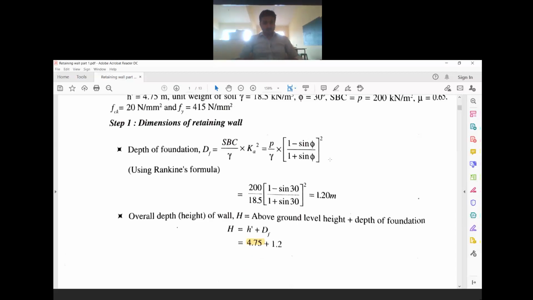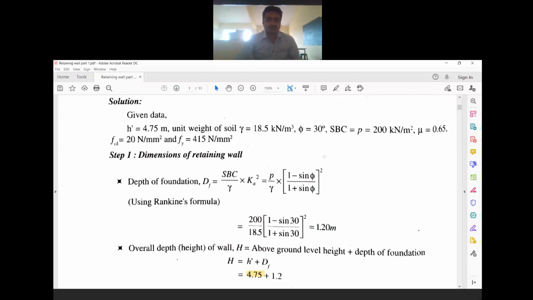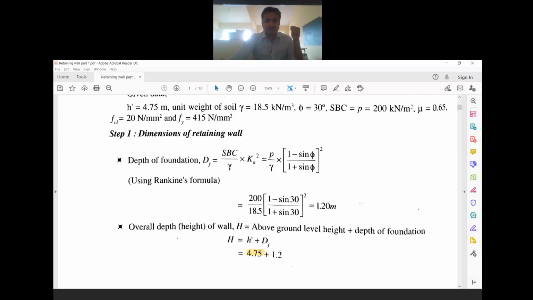For calculating the dimensions of the retaining wall, we have one standard formula to calculate the depth of foundation. Above the ground level, H dash is given as 4.75. Below the ground level we don't know, and that itself is the depth of foundation. According to Rankine's formula, depth of foundation is equal to SBC divided by density of soil, multiplied by Ka square. What is this Ka? Ka is nothing but 1 minus sin phi divided by 1 plus sin phi.